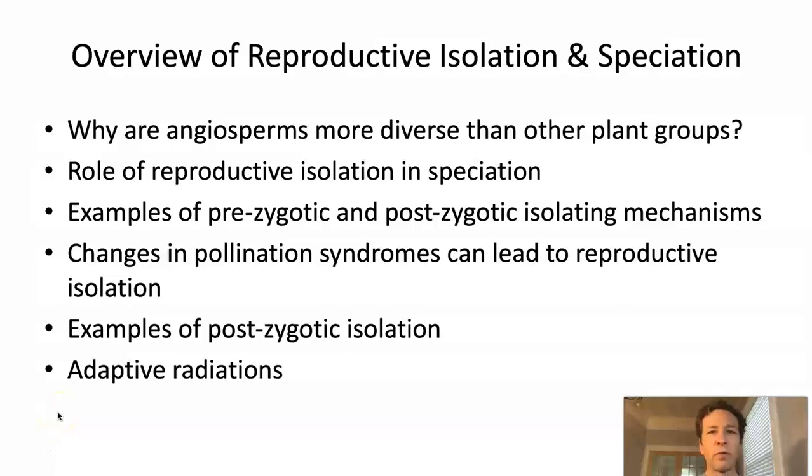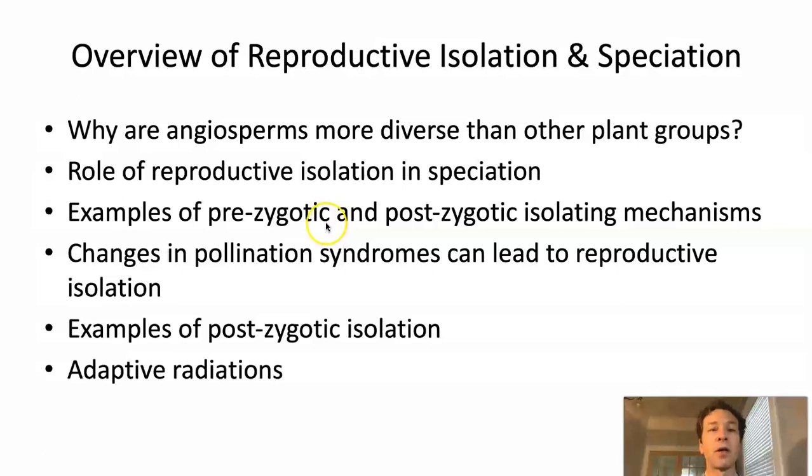We've been talking about reproductive isolation and speciation in plants. And in the first half of this lecture, we talked about why angiosperms are more diverse than other plant groups. And we've been talking about the roles of reproductive isolation and speciation with regard to pre-zygotic and post-zygotic isolating mechanisms. We're still talking about pre-zygotic isolating mechanisms.